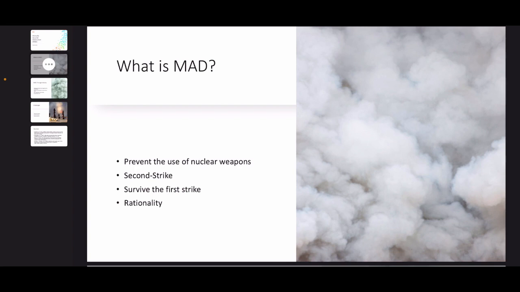And just basically going off of the first point, just rationality. This just assumes that all parties are being rational and valued survival of their own country rather than just dominating over the opposing force.